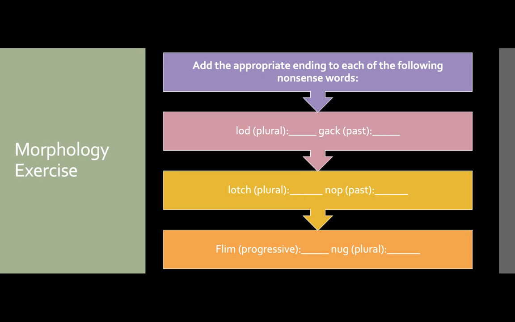Same again, lotch. What would be lotches plural? Or lotch plural would be lotches. Nop in past tense would be nopped. Treating these kind of like past tense verbs. Film or phlegm or nug. So just this idea that even if it's a nonsense word, there can still be rules applied to it.